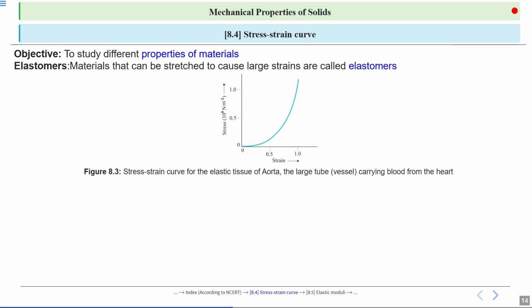So, now let's talk about the elastomers. Elastomers are materials that can be stretched to produce large strains, meaning they can change shape a lot when a force is applied. A common example is rubber. Figure 8.3 here shows the stress strain curve for the elastomer tissue of the aorta, which is a large blood vessel that carries blood from the heart. Look at how this curve looks different from what we see in metals.